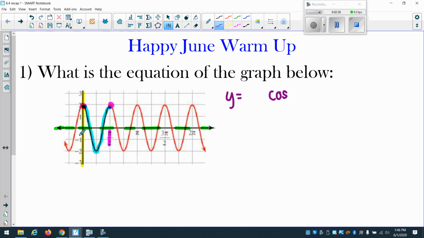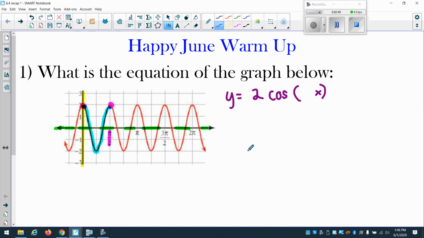Now the amplitude is the distance from the midline. Here it's the same, so it's 2. We have to figure out what the b value is in a minute, but that's going to be with x. And then the midline is 0. So you can put plus 0, but you don't need to.